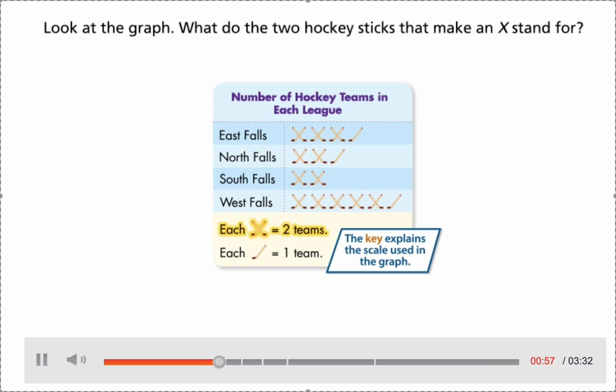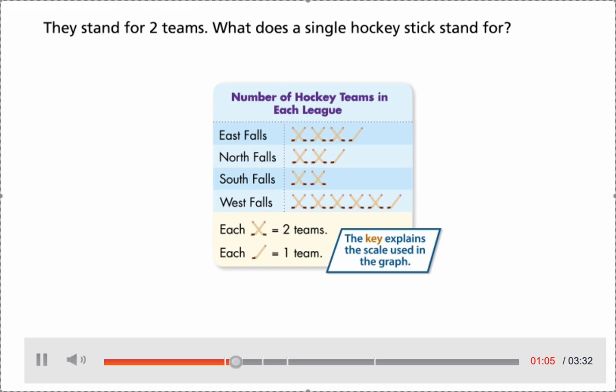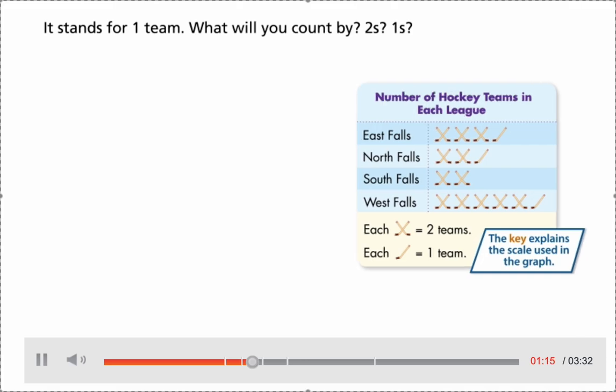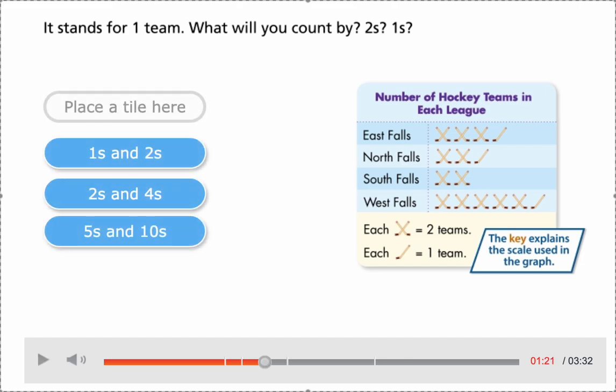Look at the graph. What do the two hockey sticks that make an X stand for? They stand for two teams. What does a single hockey stick stand for? It stands for one team. What will you count by? Twos? Ones? Select your answer.